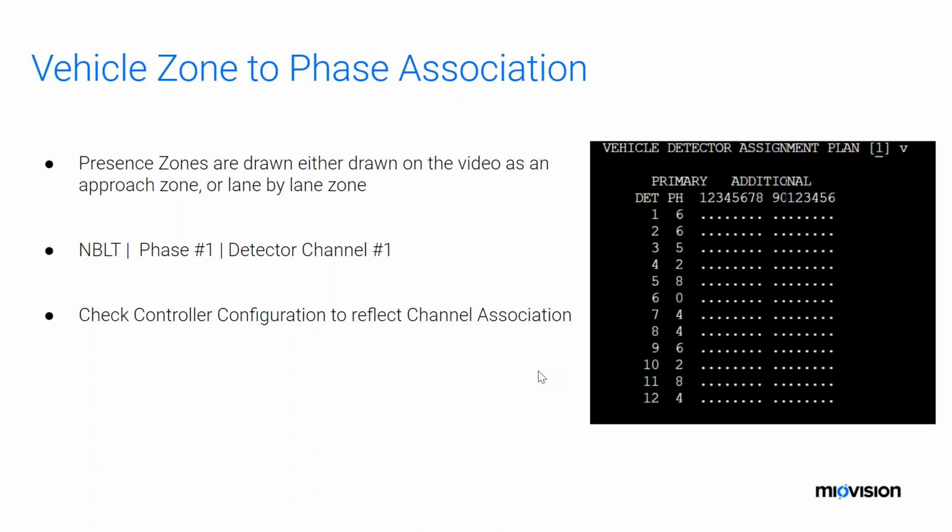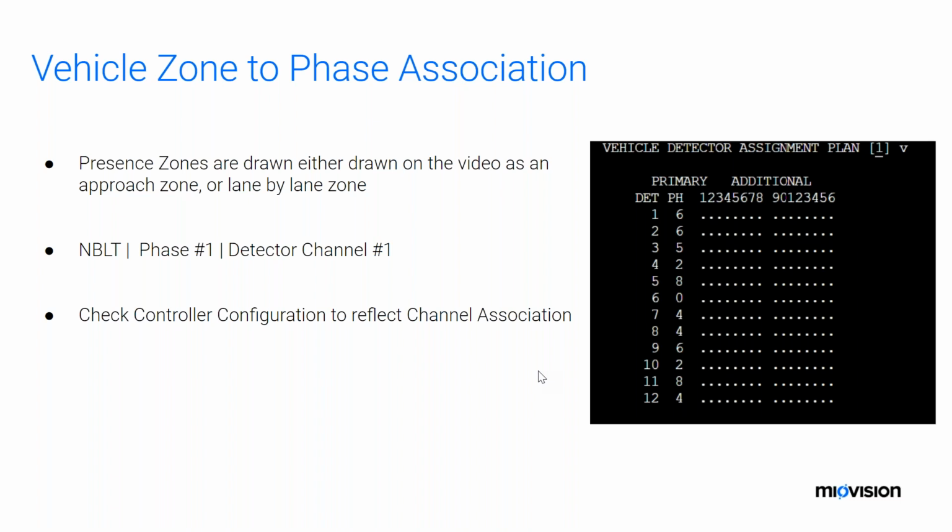So we usually have to level set on what is the vehicle zone to phase association that we're working with. That means what phasing is what direction, and we're basically trying to line up the northbound left equals phase 1, detector channel 1. We're lining up that association and making sure the controller is actually configured to accept this, so that when we plug our devices into the traffic controller and say, hey, there's a car waiting on channel 1, the controller knows how to make sense of that and what to do with it.